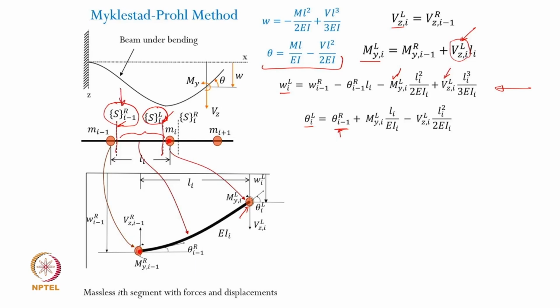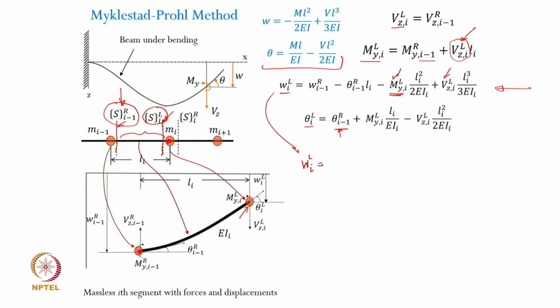Okay. So that part I can do by replacing this variable in terms of the corresponding state variable on the right side of i minus 1th mass. So this is how I do it. Just have a look at it.